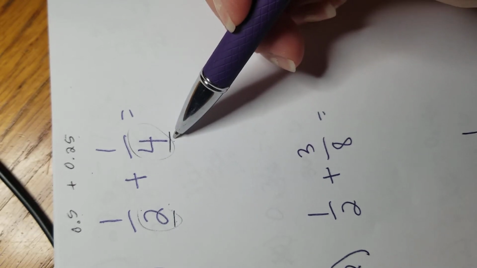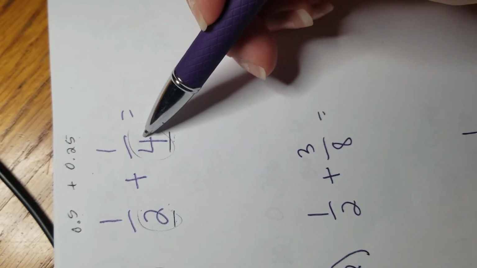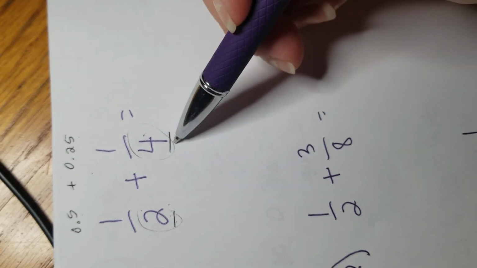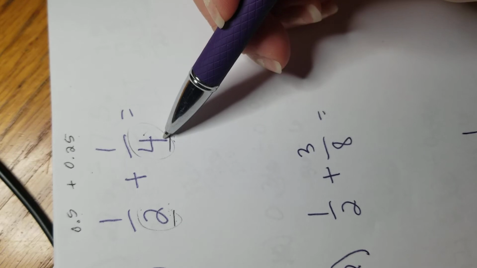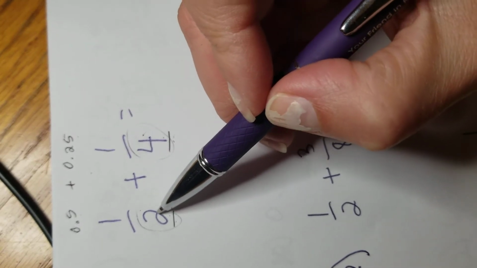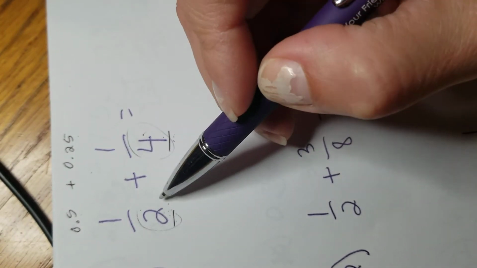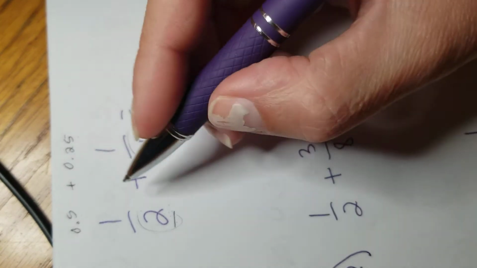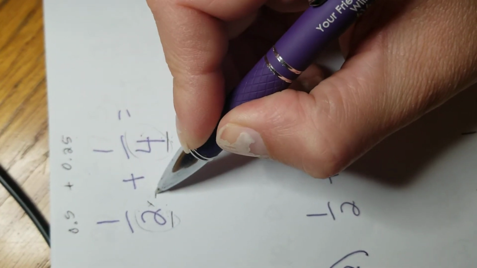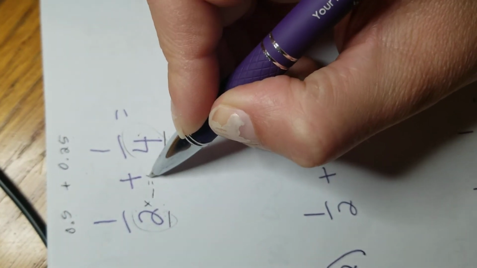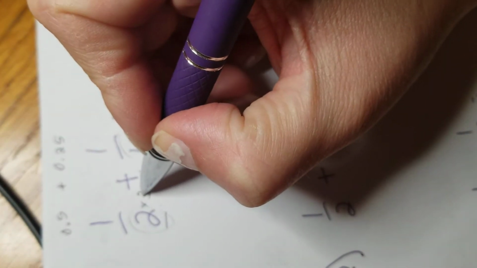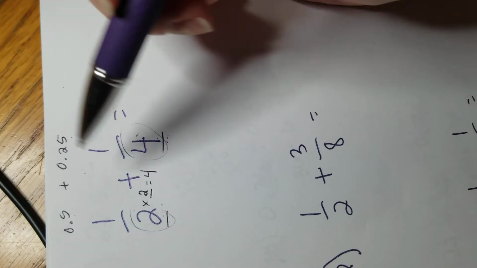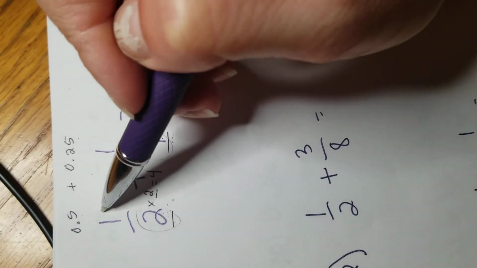So I would look at the bigger number and see if the smaller number can go in the bigger number. Can 2 go into 4 evenly? And it can. So what that means is I can find a number that I multiply 2 by to get to 4. So 2 times what will give me 4? And that is 2.